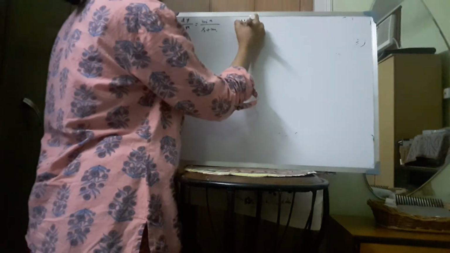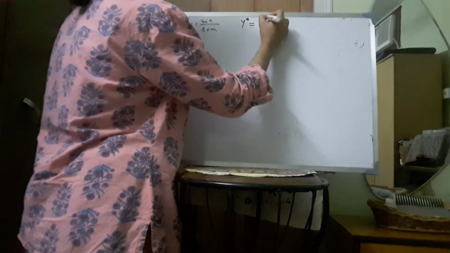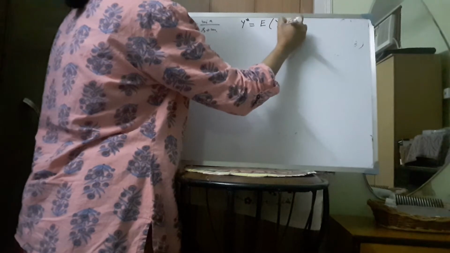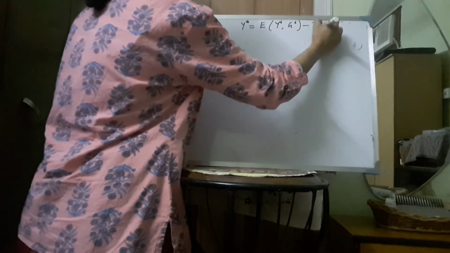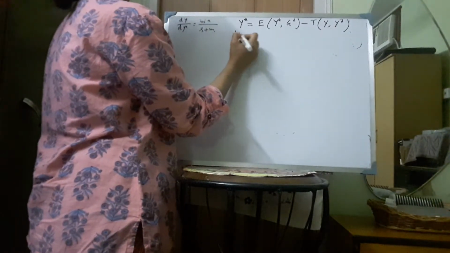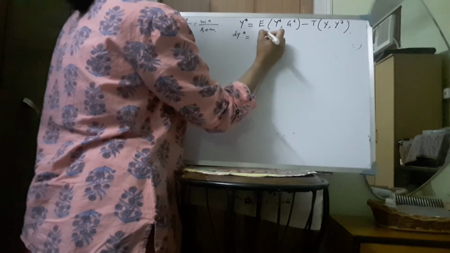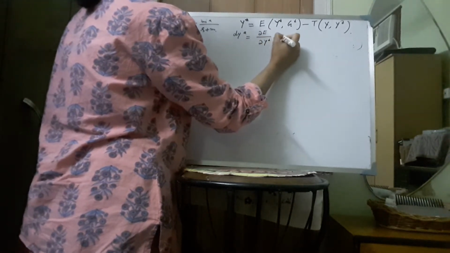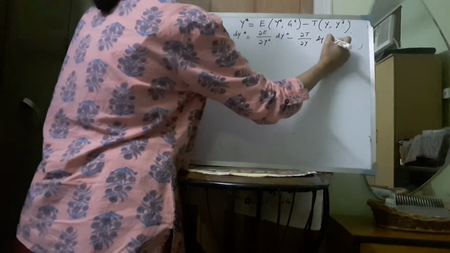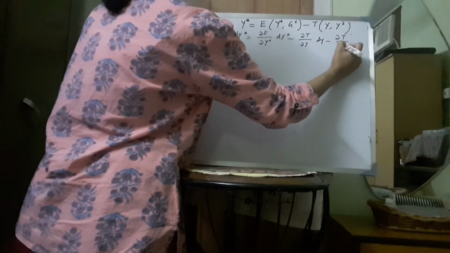Now consider the foreign country. Now the foreign country's equilibrium condition is y star is equal to E, which is a function of y star, g star, then we have T(y star, y). Now taking the total differential, we get dy star, then del E del y star dy star, then del T del y dy minus del T del y star dy star.